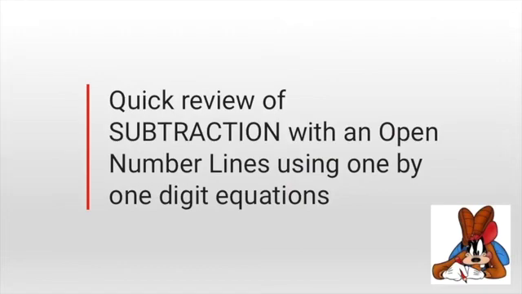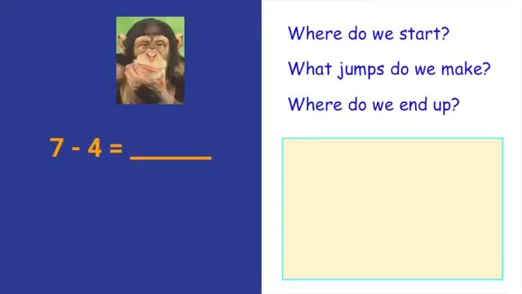Here, I just want to do a quick review of subtraction with open number lines using 1-by-1 digit equations. So remember, we have those 3 questions in our brain. Keep going back to those 3 questions. Where do we start? What jumps do we make? Where do we end up? Okay, where do we start? We start at 7. We're subtracting. I want to start at 7.